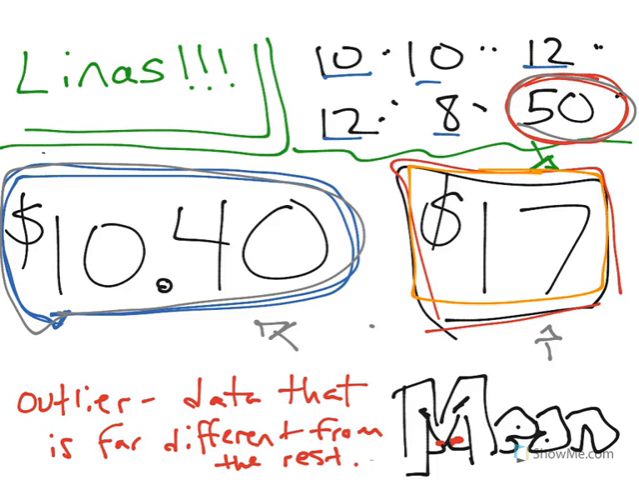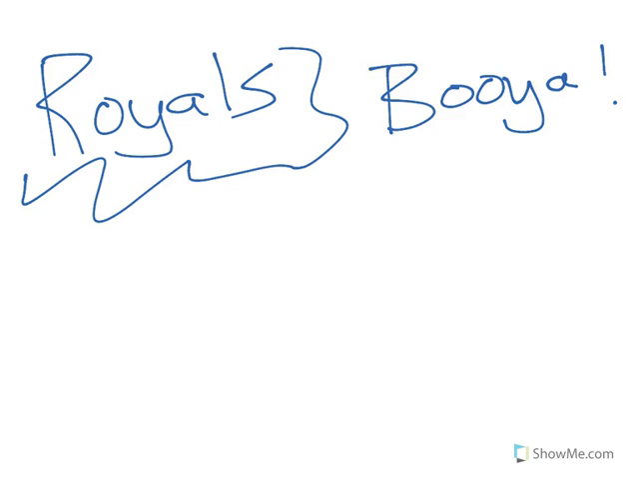So sometimes when you see a data set with a number that is way off, like this 50, you need to consider it with and without, and then you need to just figure out which one makes more sense. So we're going to practice another problem together. Let's go to baseball, since the Royals have just made the World Series. But let's consider a baseball hitter.